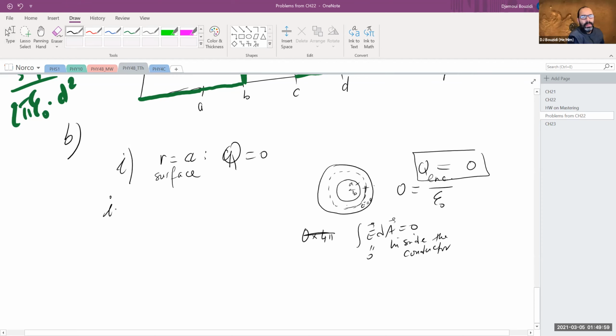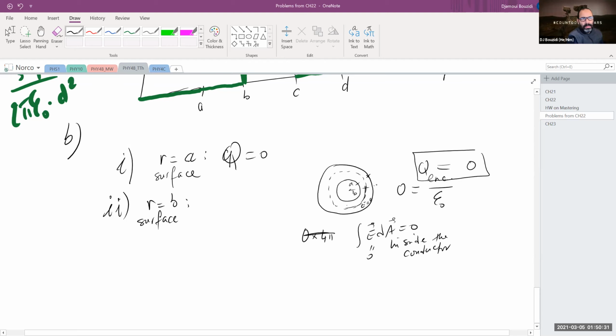And part 2. So we answered the question: for R equals A, the charge is equal to 0, so there is no charge in there. Part 2: for the outer surface of the small shell, that means R is equal to B, the surface whose radius is B, we want to know the charge.